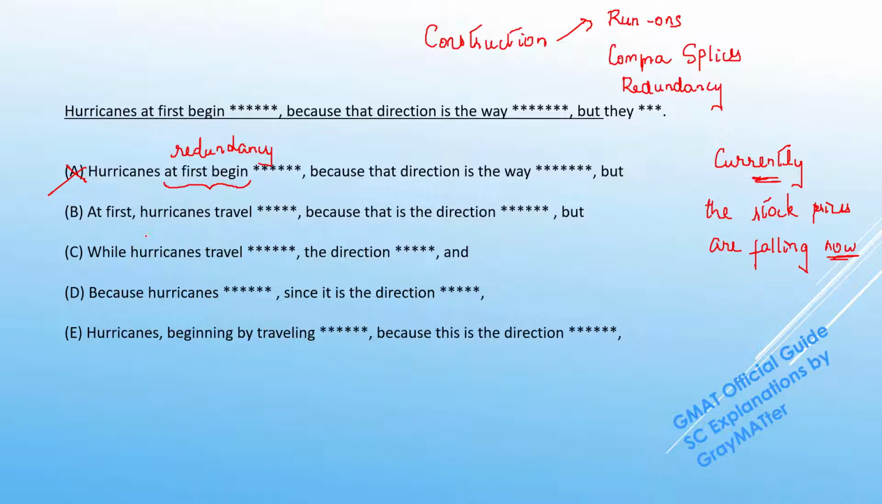Now let's look at B. B says at first hurricanes travel because this is the direction, but then they do something else. Nothing seems wrong with the construction and the meaning. So I'm going to hold on to this and let's look at C. Now C starts with while. While hurricanes do this, followed by the comma, the direction.